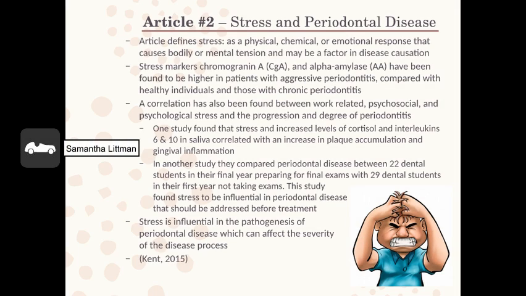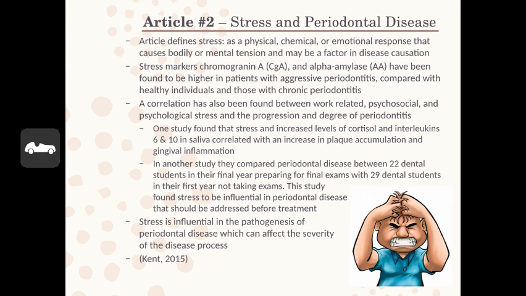The second article in this case study is on stress and periodontal disease. The article defines stress as a physical, chemical, and emotional response that causes bodily or mental tension and may be a factor in disease causation. Stress markers chromogranin A and alpha amylase have been found to be higher in patients with aggressive periodontitis compared with healthy individuals and those with chronic periodontitis. A correlation has also been found between work-related psychosocial and psychological stress and the progression and degree of periodontitis.